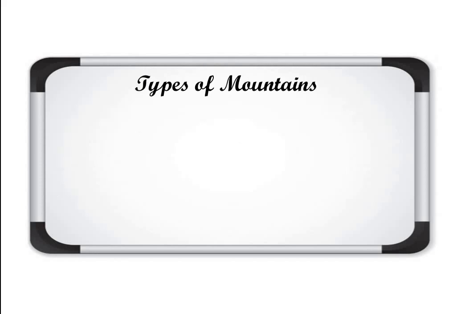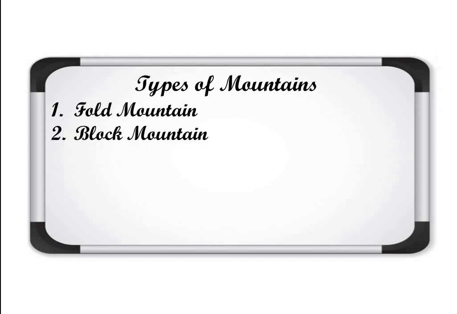The next thing, types of mountains. There are 3 types we have done in this chapter: fold mountain, block mountain and volcanic mountain. So here we will discuss all 3 along with their different examples also. Fold mountain, the block mountain and the third, volcanic mountain. So let's see one by one.